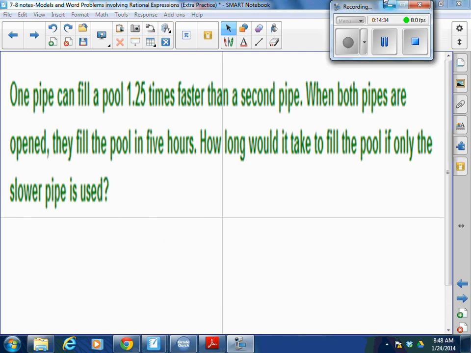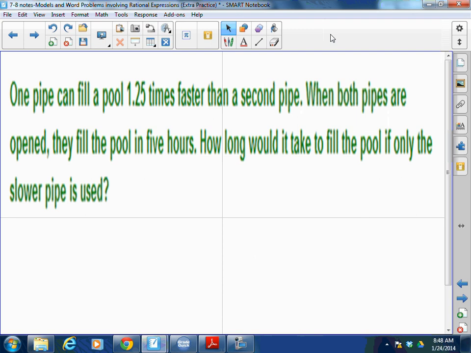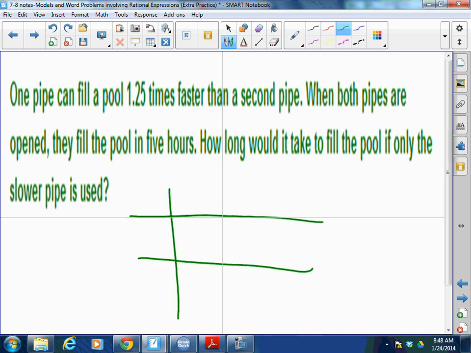All right, guys. So here's one more. This should be a different setup. Okay, it's not as fancy. I just looked it up, so let's work it out together. 1 pipe can fill a pool. Well, first of all, it's a work problem. So rate times time equals work done.